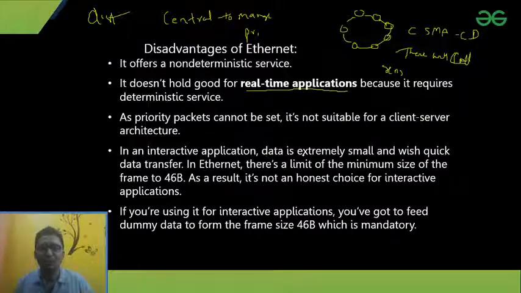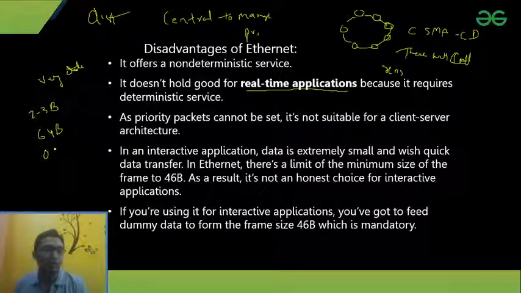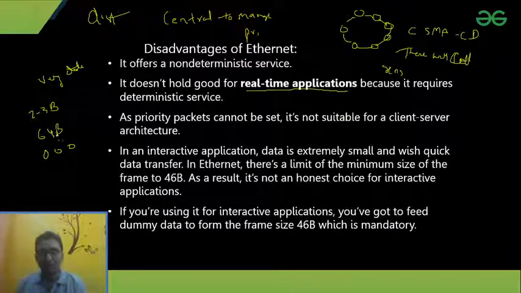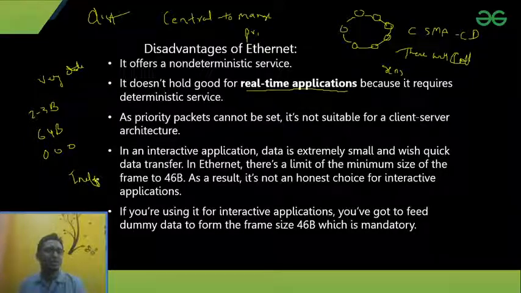In an interactive system application, the data is extremely small and quick. Suppose we have very small data, like chat applications, where the data itself is not more than 2-3 bytes. But here the minimum data size is 64 bytes. So 64 bytes is very huge, and we have to pad zeros. If we are working on chat applications or applications with very little data transfer, it will be very inefficient. We have to pad zeros for each message. So it is not the choice for interactive applications.